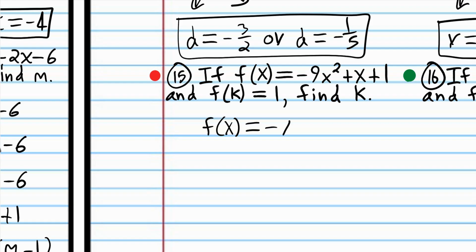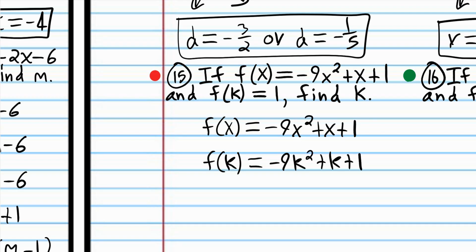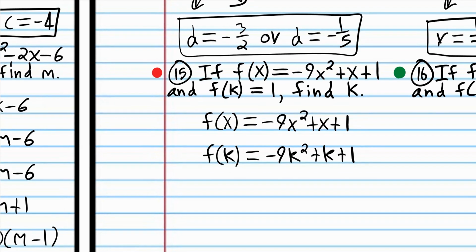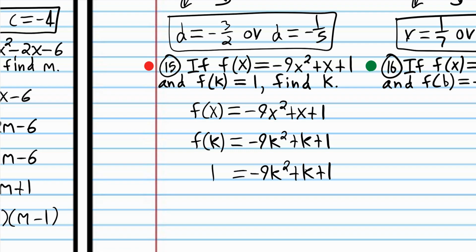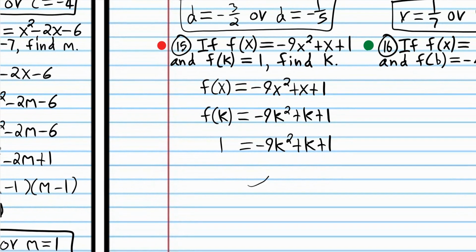So f of x, we're told, is equal to the following expression. If that's true, then that means that f of k is equal to the same expression with k plugged in instead of x. We're also told that f of k is equal to 1. So I'm going to write the same exact equation, except instead of f of k, I'm going to write 1. So what this means is if you plug in k to the function, you get 1 as your output.